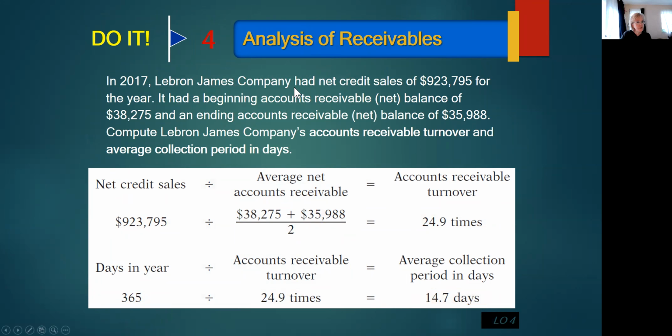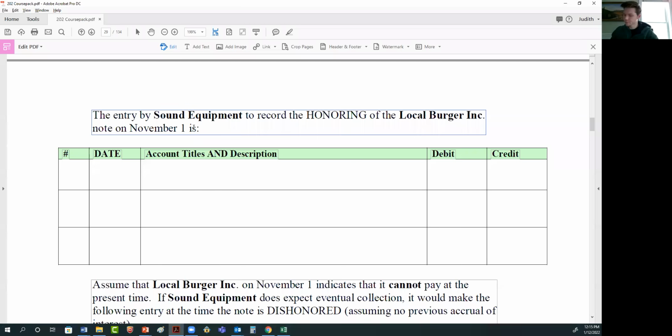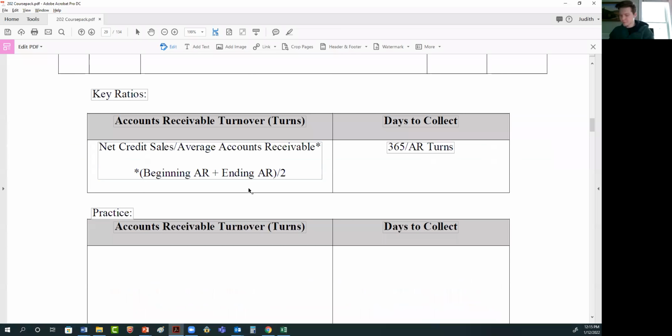What page, James, were those on? Page 29, the same page we've been on. The ratios, yeah, page 29, middle of the page. I'll show you. Right there. Okay.